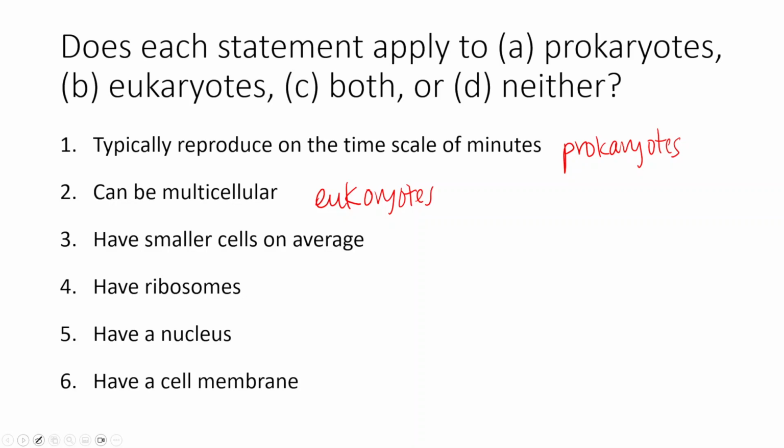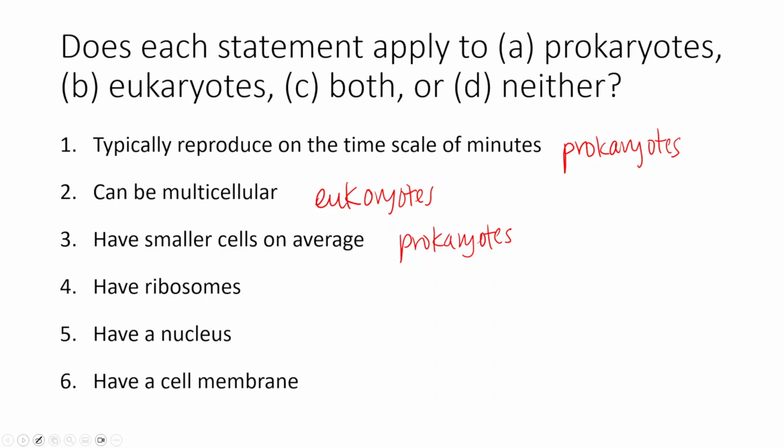So which one has smaller cells on average? Yeah, prokaryotes. If you want to see them in a microscope, you need really, really high magnification, much higher than you would need to see eukaryotic cells. They're really tiny. Okay, so which ones have ribosomes?